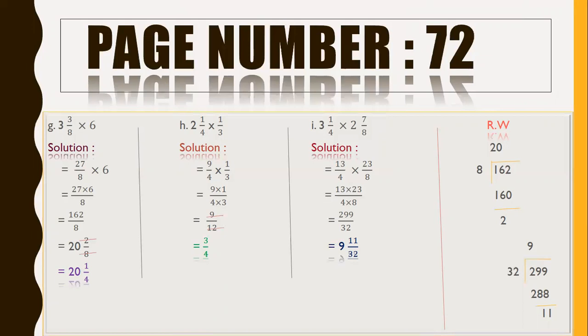Come to the next part. 3 whole number 1 over 4 multiplied by 2 whole number 7 over 8. First we convert these two mixed numbers into improper fractions, and after multiplying these two improper fractions we get 299 over 32, and when we divide, the answer becomes 9 whole number 11 over 32.